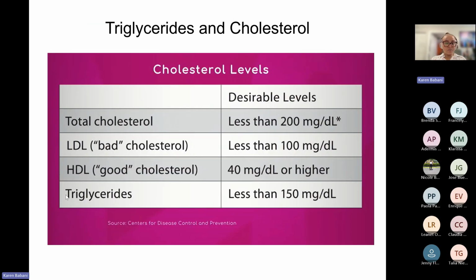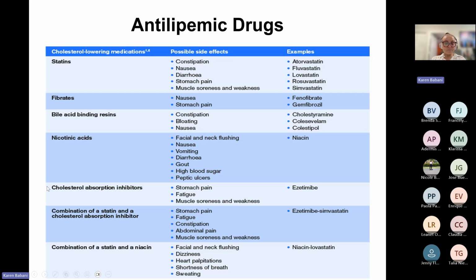These are your normal levels. You want to keep your total cholesterol less than 200, your LDL or bad cholesterol less than 100, your HDL or good cholesterol 40 or higher. This is different for males and females. For females, the numbers are like 40 to 45, and triglycerides less than 150. Obviously, because all of this will increase your risk for cardiac disease.